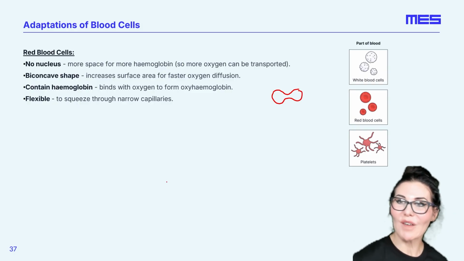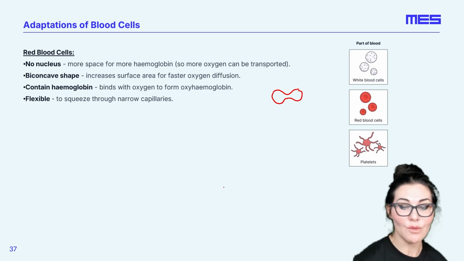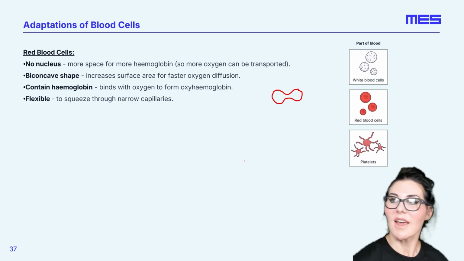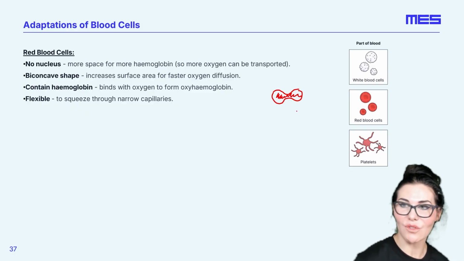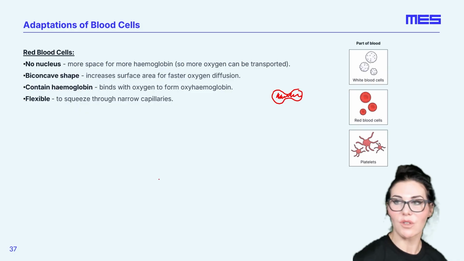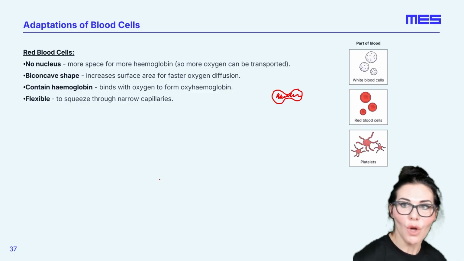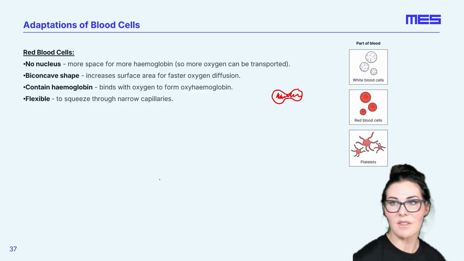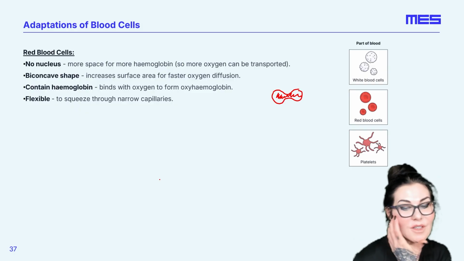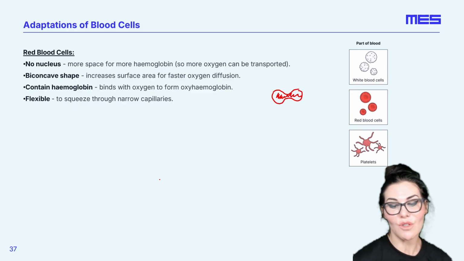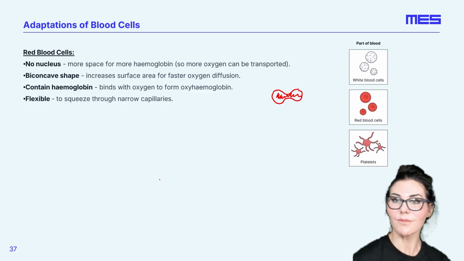And this biconcave shape means that they have a larger surface area, so oxygen can diffuse in and out of them really, really quickly. Inside is packed with hemoglobin, which binds with oxygen, forming oxyhemoglobin in order to transport lots of oxygen from the lungs to the cells. And they're very, very flexible. Remember, capillaries are really, really tiny blood vessels, and these cells have to be able to squeeze into these narrow capillaries in order to get the oxygen to the tissues.